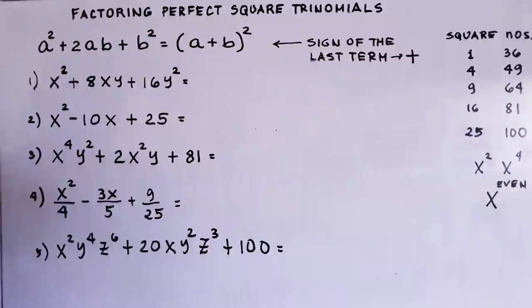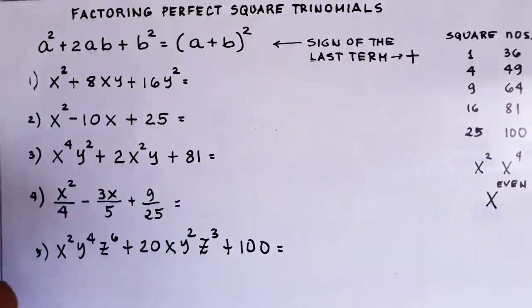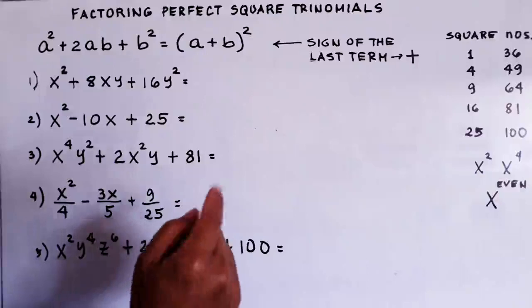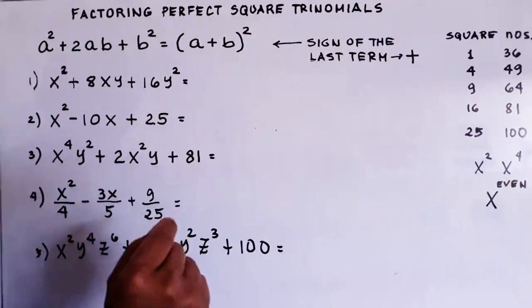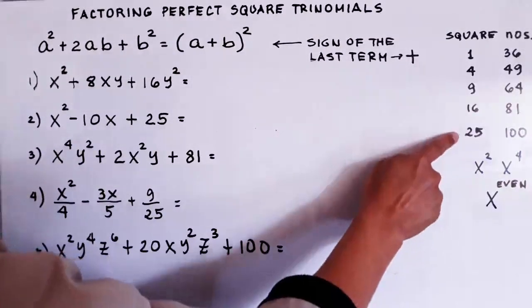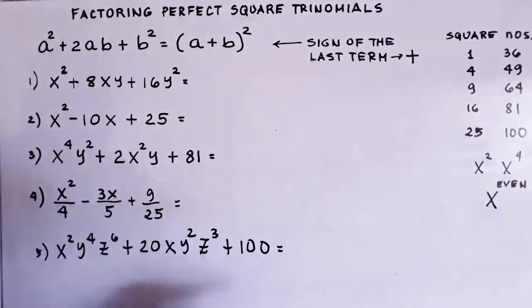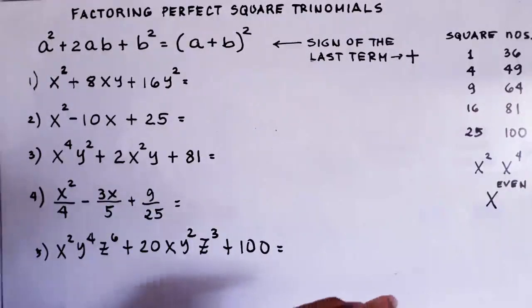To factor these perfect square trinomials, what are the requirements? Because it's a square, meaning if that is a square number, we can get its square root. So what are these square numbers? We have here our square numbers up to 100, but you can memorize up to 225 if you want.